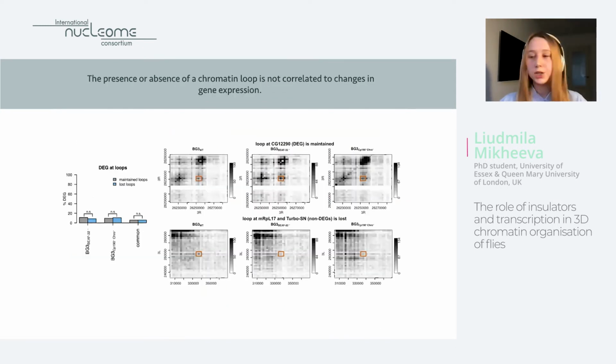A small note here on gene expression: there is a statistically significant difference in the number of differentially expressed genes at maintained and lost loops. For example, on the right-hand side, you see very nice examples of chromatin loops. On the top, we can see a chromatin loop that is maintained in the two knockdowns while the target gene is differentially expressed. Or conversely, on the bottom panel, we see a lost chromatin loop that leads to no changes in gene expression of the target gene. So these results support a model where the presence or absence of a chromatin loop does not necessarily lead to regulation of the target gene.